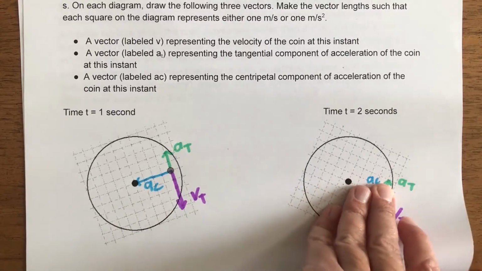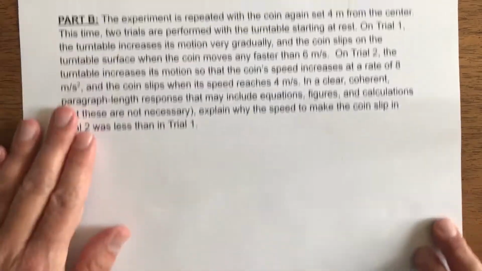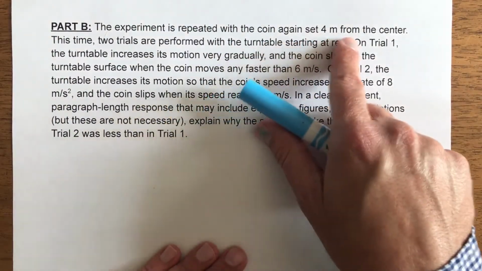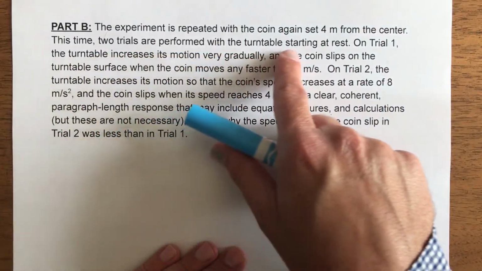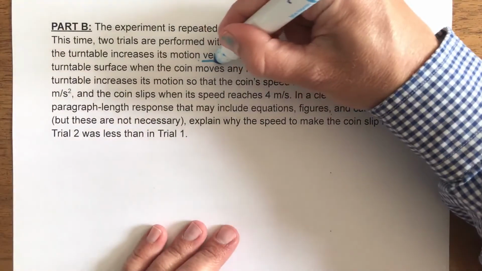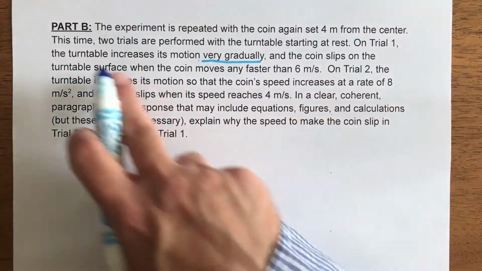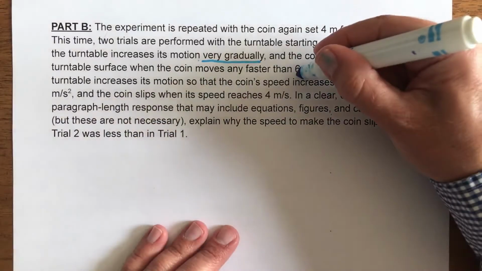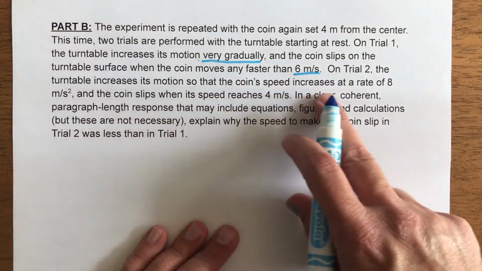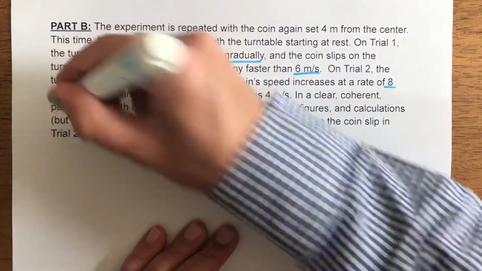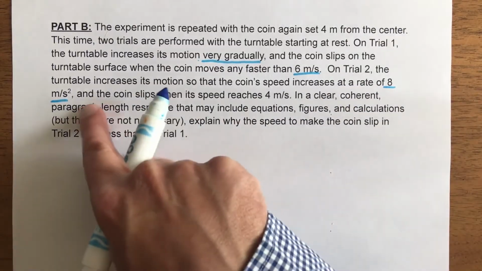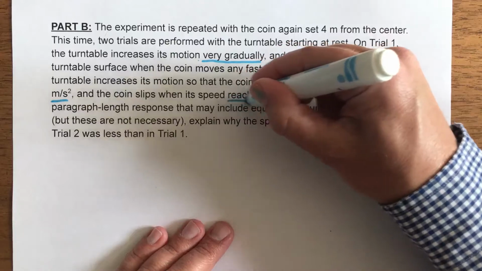So last part here, for part B, it says the experiment is repeated with the coin set again at 4 meters from the center. This time 2 trials are performed where the turntable starts at rest. On trial 1, the turntable increases its motion very gradually, and the coin slips on the turntable surface when the coin is moving any faster than 6 meters per second. On trial 2, the turntable increases its motion so that the coin speed increases at a rate of 8 meters per second squared. That's a pretty decent acceleration, right? That's a good portion of g there. And the coin slips when its speed reaches 4 meters per second.